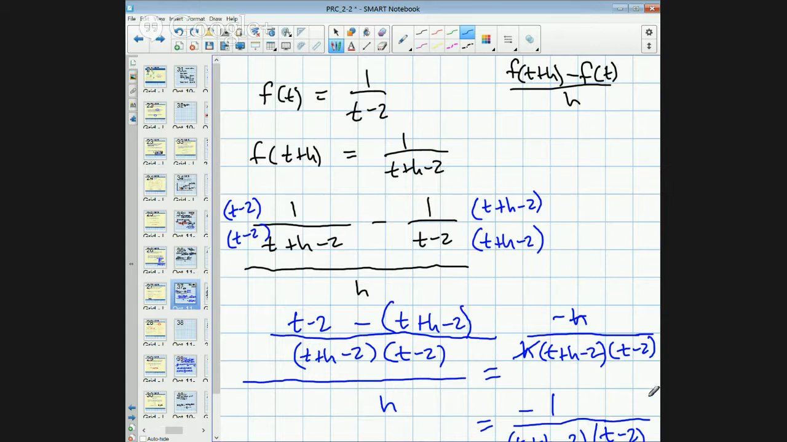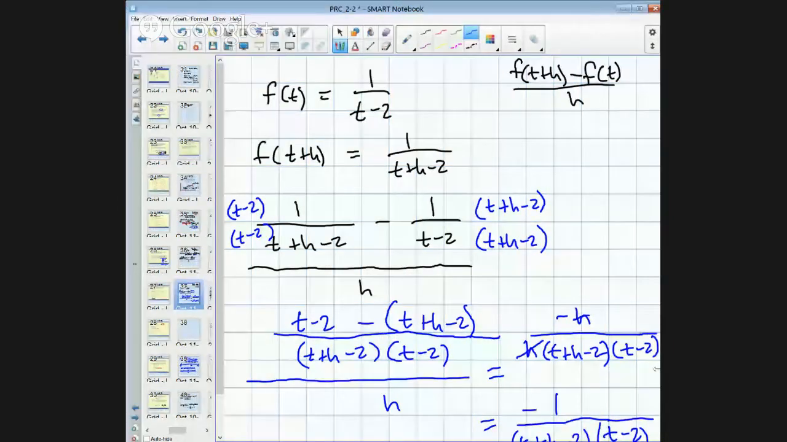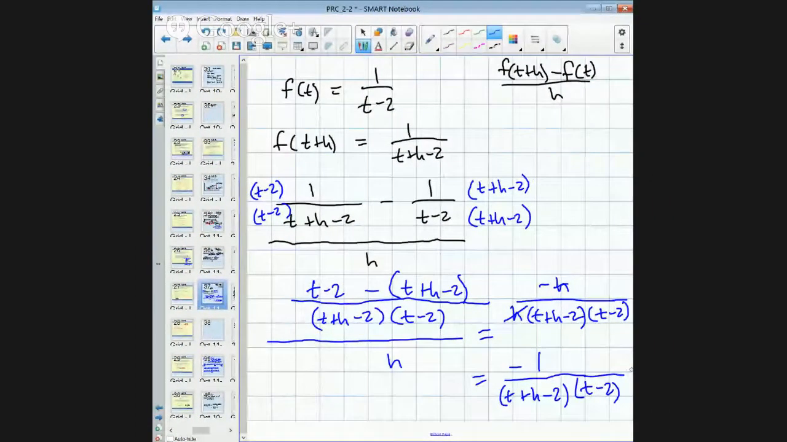I'm going to just resize a little bit so you can see the bottom there a little bit better. Okay, so after you multiply that out, you get this. The numerator simplifies down to negative h.